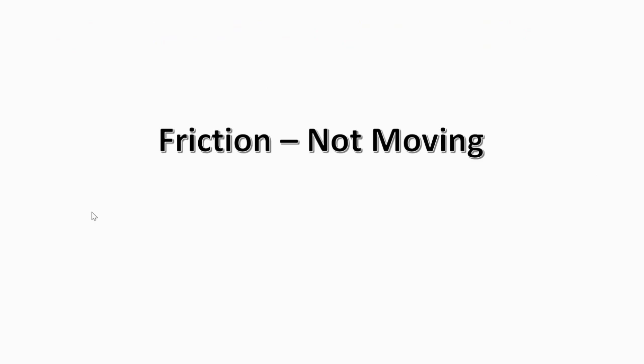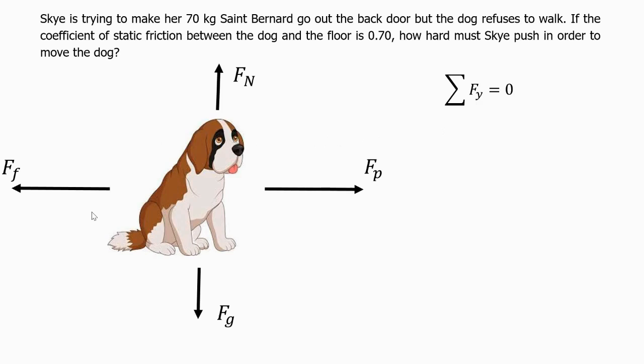Let's look at an example of finding the force of friction on an object that's not moving. Skye is trying to make her 70-kilogram St. Bernard go out the back door, but the dog refuses to walk. If the coefficient of static friction between the dog and the floor is 0.7, how hard must Skye push in order to move the dog?